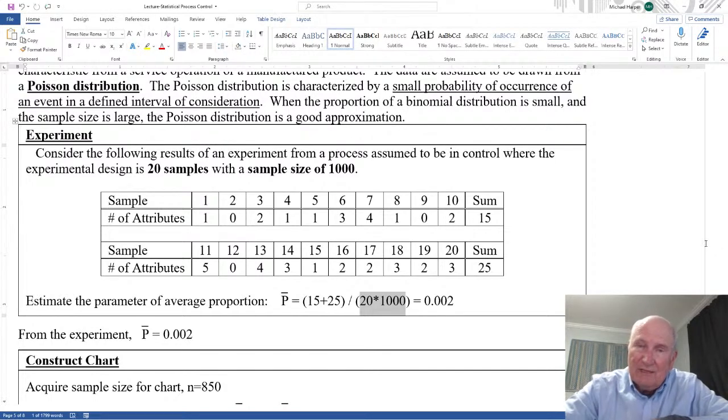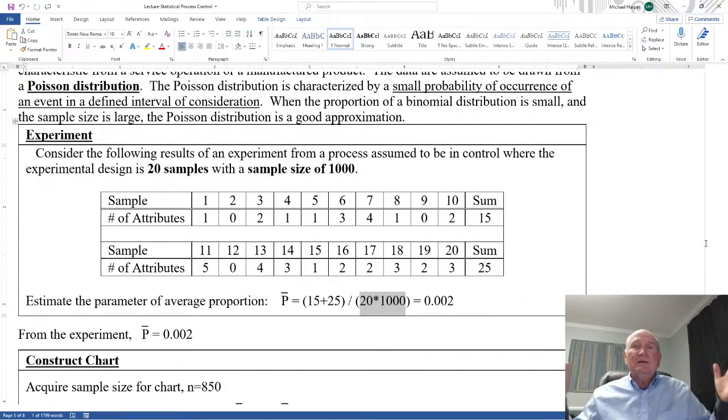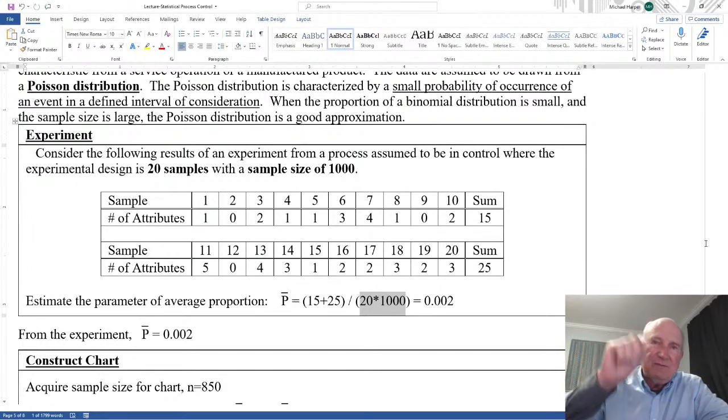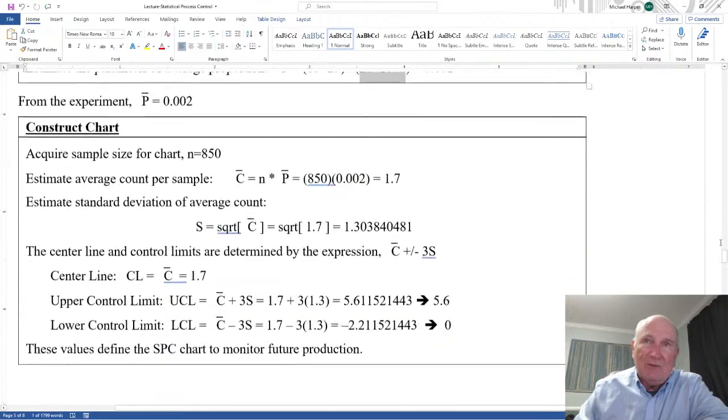Now within that, the sample size in the experiment should be as large as you can make it, within reason, because you want that estimate to have the lowest variability, the smallest variability possible, and that's usually how that works.